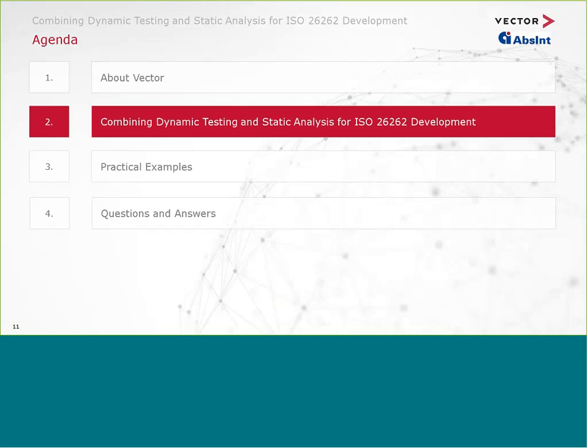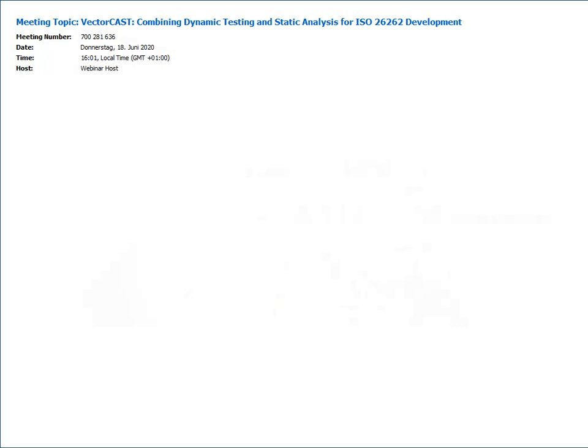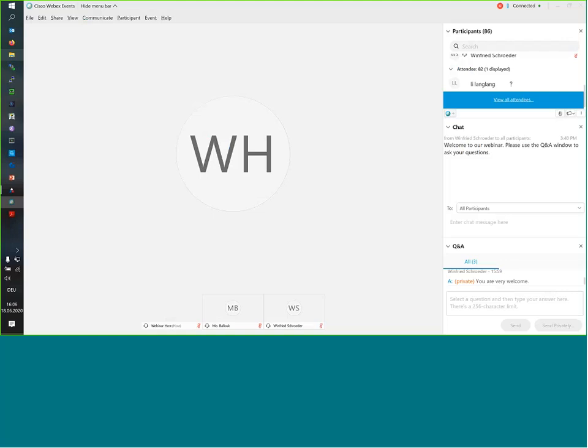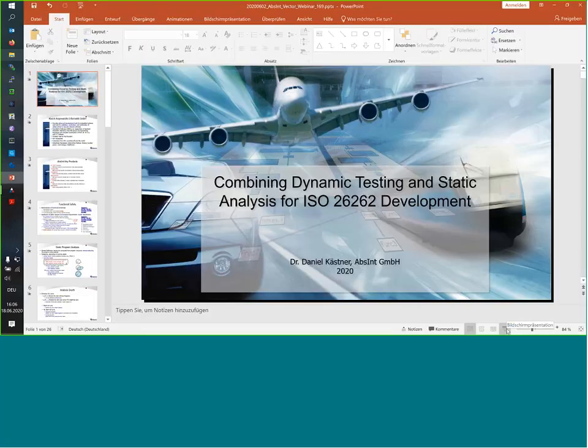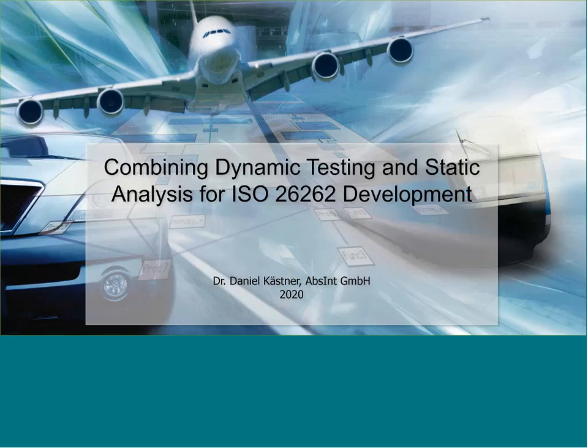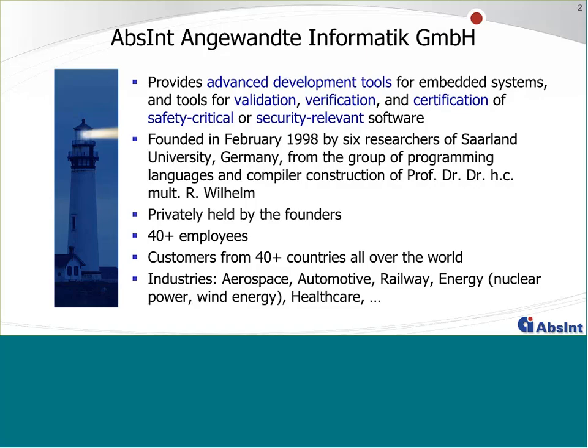Thank you, Winnie, and welcome everybody from my side. I'm Daniel Kästner from Absint, and I'm going to give an overview of ISO 26262 requirements which can be addressed by static analysis and a combination of static analysis and dynamic testing. So in my presentation, I will focus on the static analysis part, also give some tool demos, and Mohamad later will show how the testing works and also give an example of an integration of static analysis into testing in VectorCast.